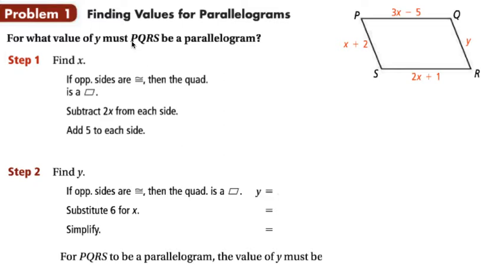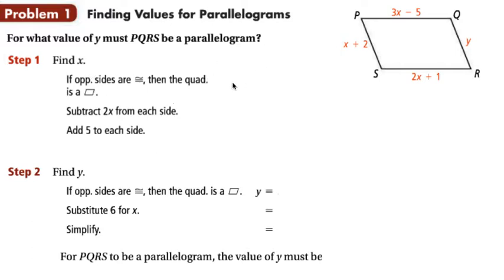It says, for what value of y must quadrilateral PQRS be a parallelogram? So what value of y? We want to know what y is equal to. And in order to find y, in this instance, we're going to have to find x first. So let's go ahead and start out.